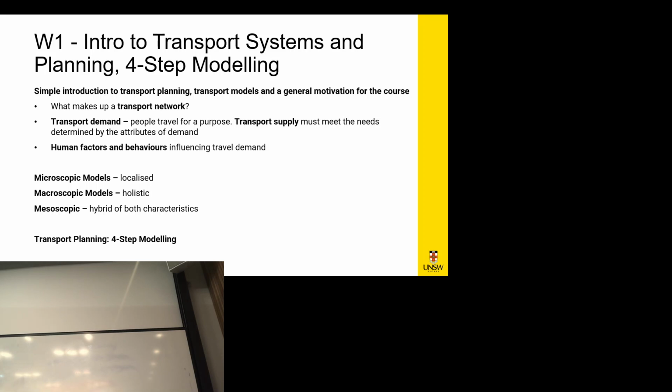In transport planning, there are many different types of models, but you have these 3 types that you've looked at. You have microscopic models, which are more localized, towards a specific road section. You have a macroscopic model, which is more holistic. And you have a mesoscopic model, which is a hybrid of both. It has both characteristics. Okay?